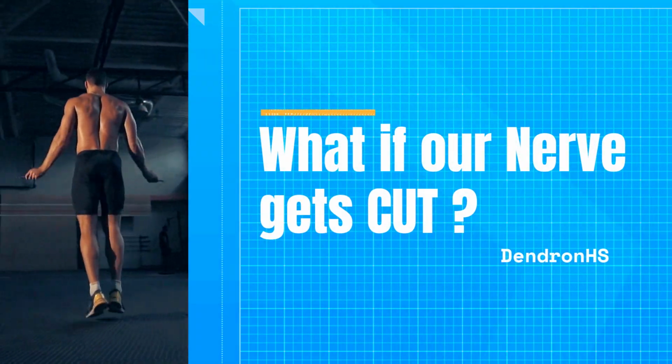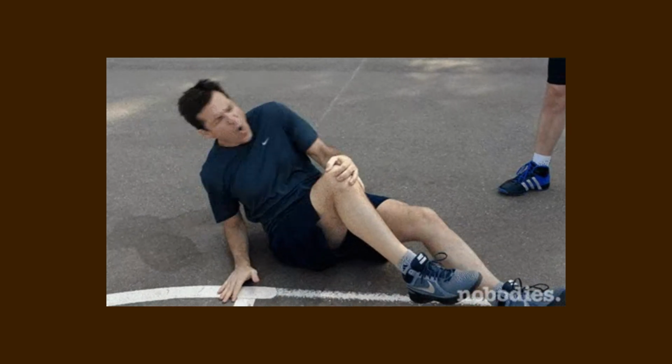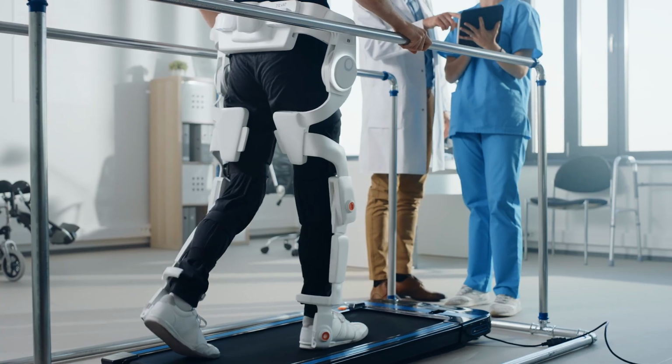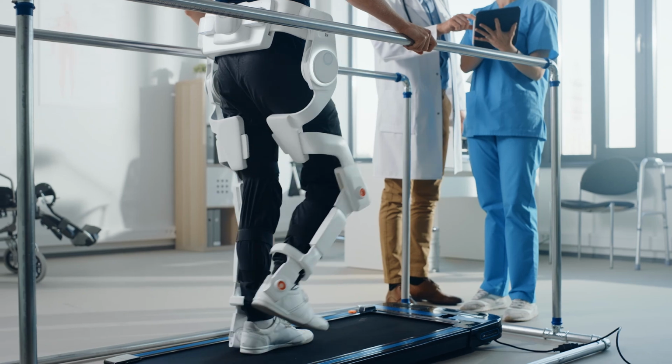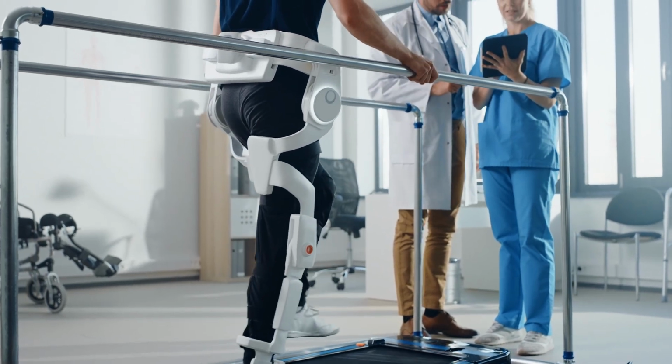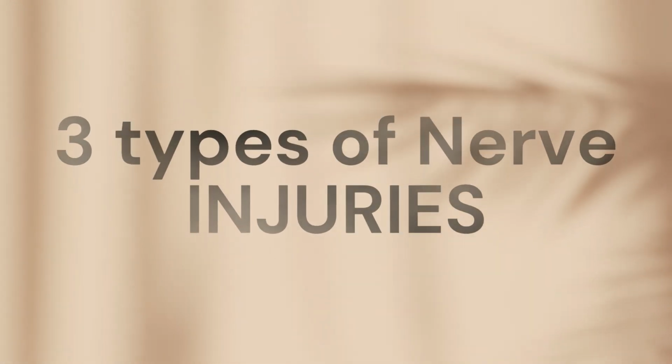What if our nerve gets cut? The injuries to peripheral nerves are quite common. They may occur due to compression, traction, trauma, intramuscular injection, etc. There are three types of nerve injuries.